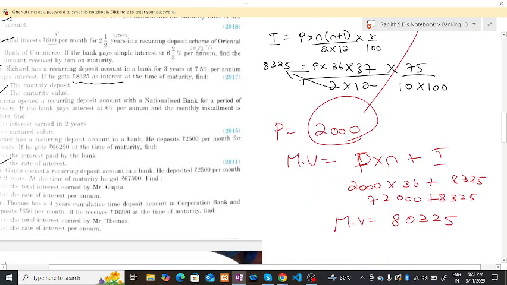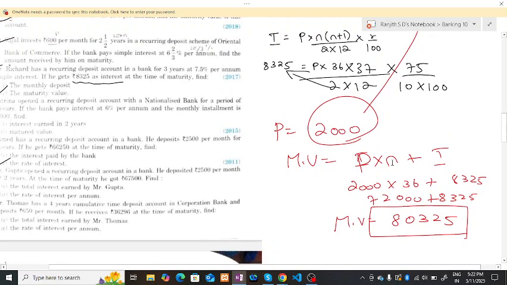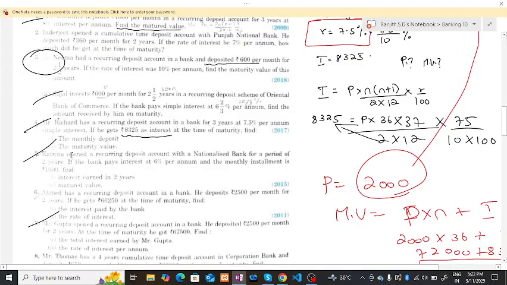At the end of the third year, you will be having 8,325 with you. Apart from whatever you invested, interest is the extra amount you're getting. 8,325 is the extra amount you get. Okay, try the fifth one.